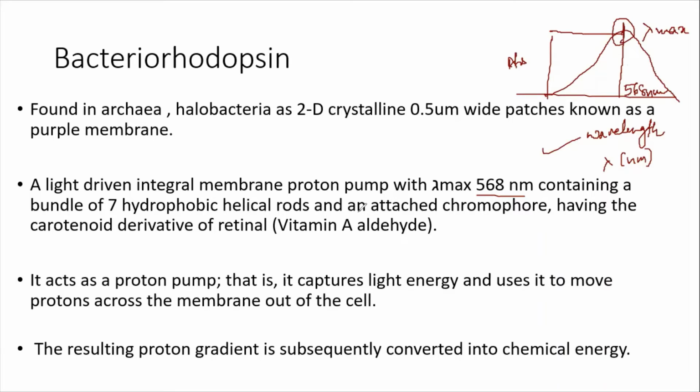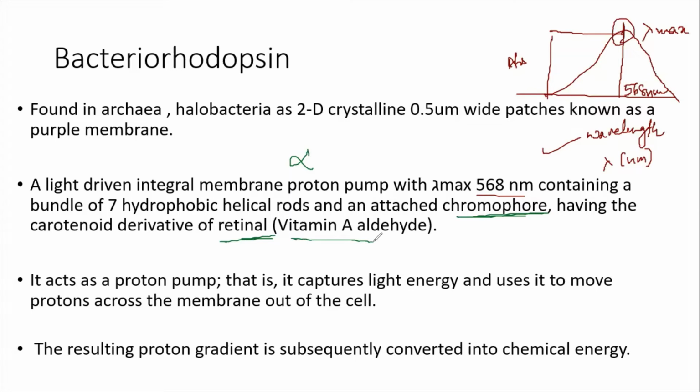Okay. Now, containing a bundle of 7 hydrophobic helical rods. So those are your alpha helices. Attach chromophore. So chromophore for the light or for the color, having the carotenoid derivative retinol. Okay, so this is vitamin A aldehyde.